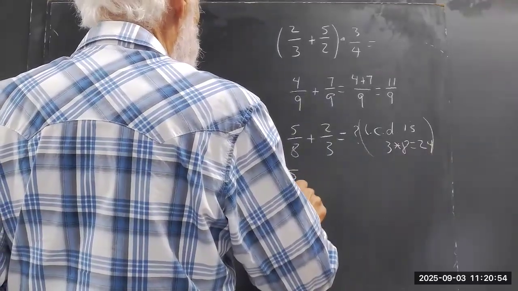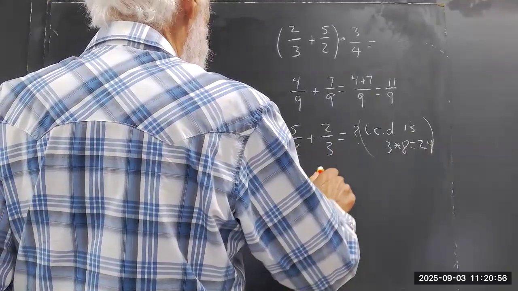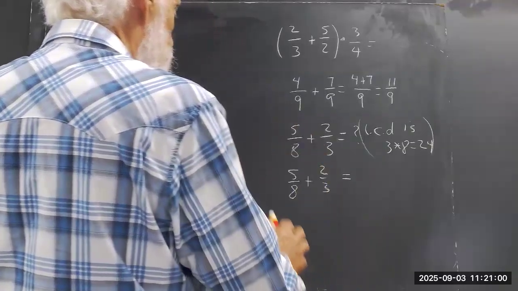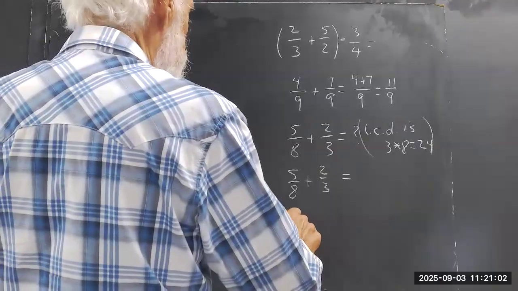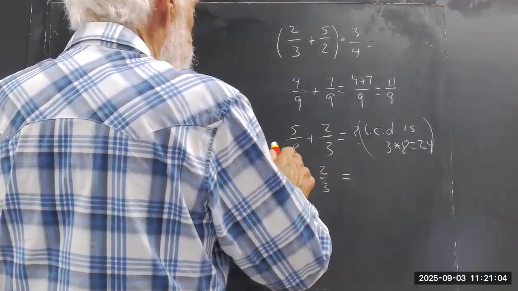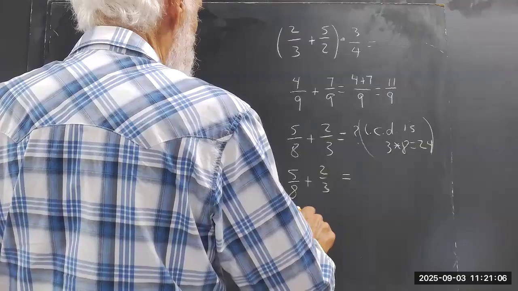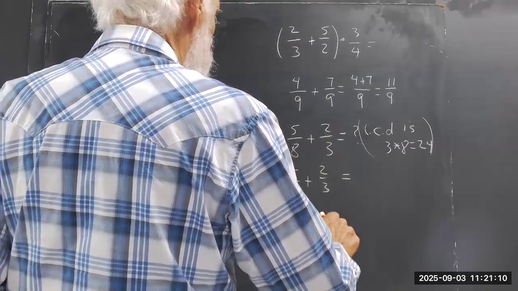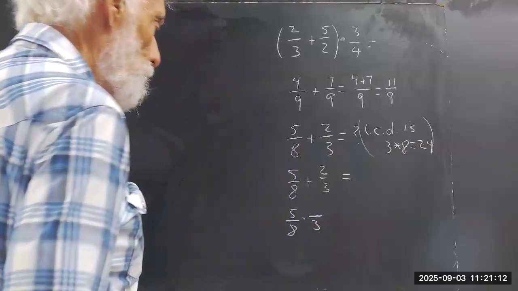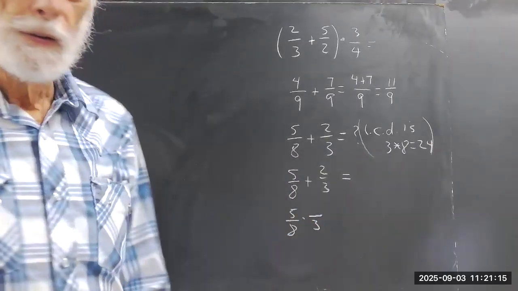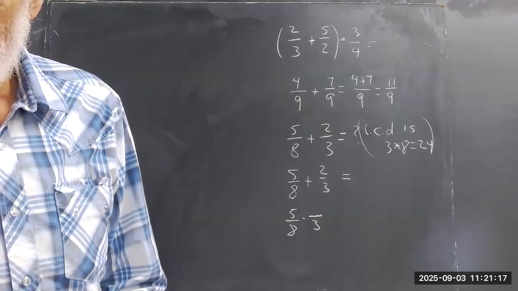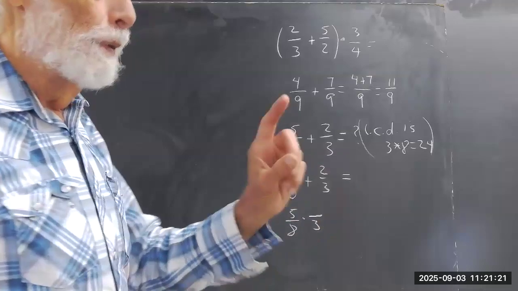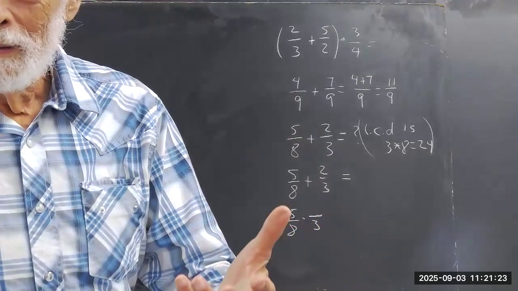So I'm going to write, and I'll write it in the column here. How are we going to get 24 for the denominator here? We're going to multiply by something with a denominator 3, and that's going to give us denominator 24. Now, if we multiply this 5/8 by anything but 1, it's going to change its value.